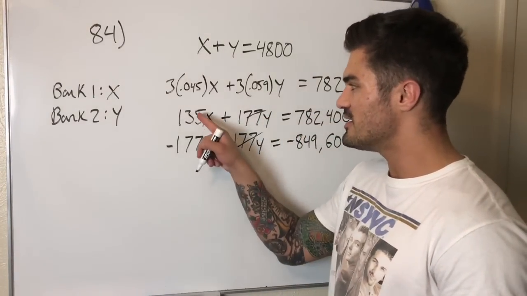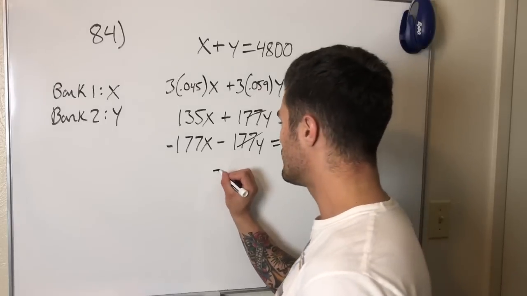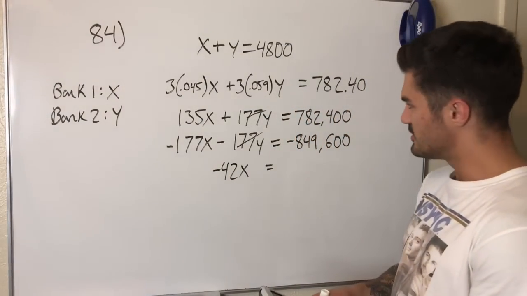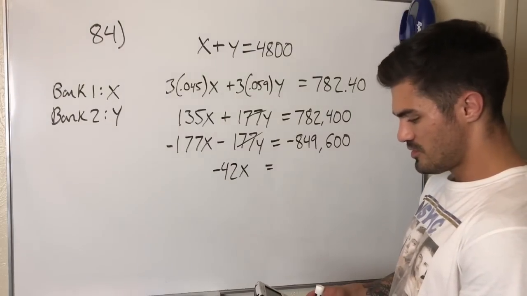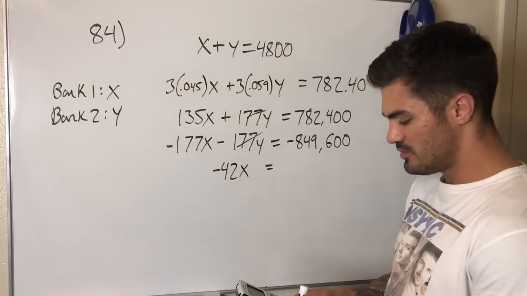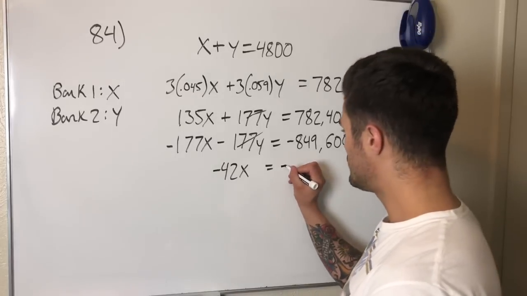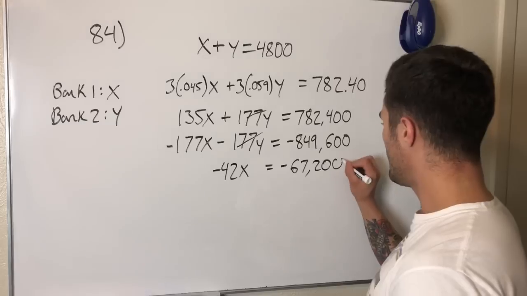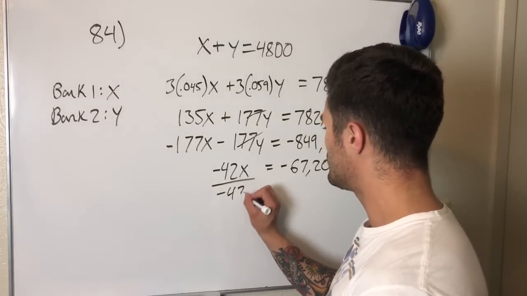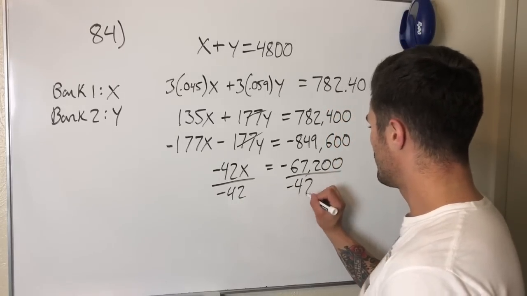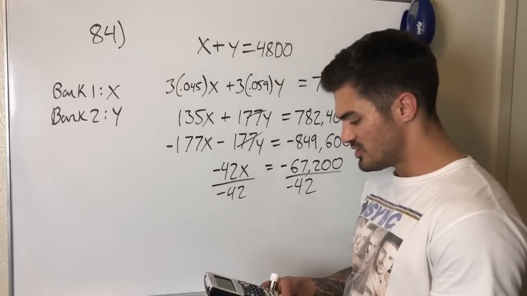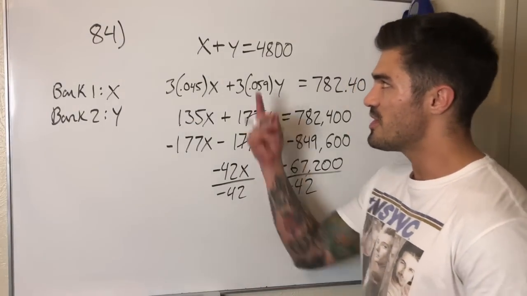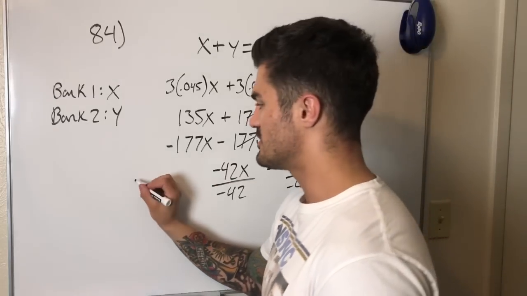These can combine, and I get negative, what is that? -42x equals, these can combine, let's see, 782,400 minus 849,600. -67,200. Now I can divide both sides by -42. Obviously my answer is going to be a positive. Alright, so -67,200 divided by -42 is going to give me 1,600. So the amount borrowed from Bank 1 is 1,600.